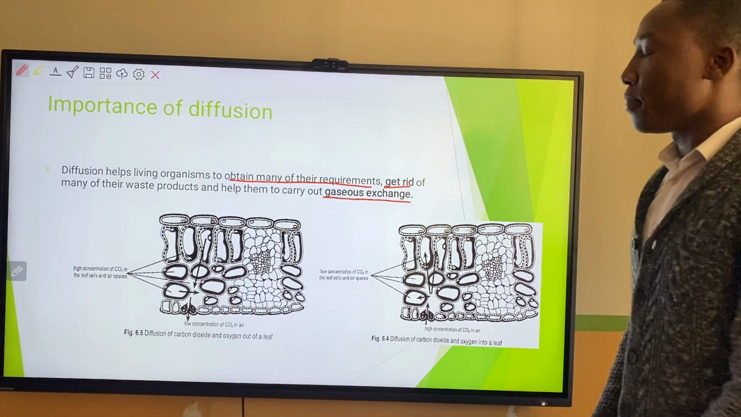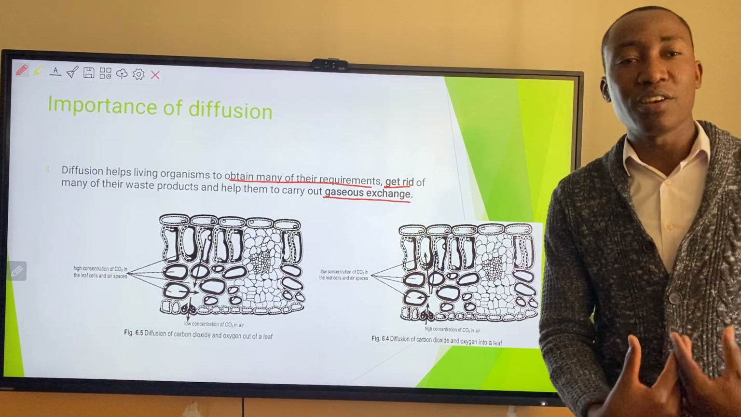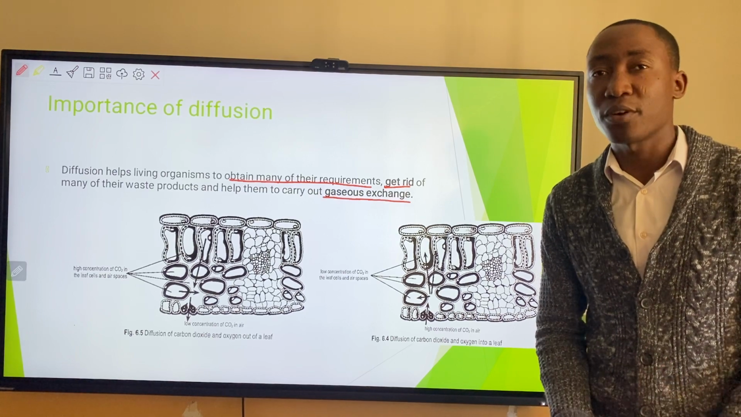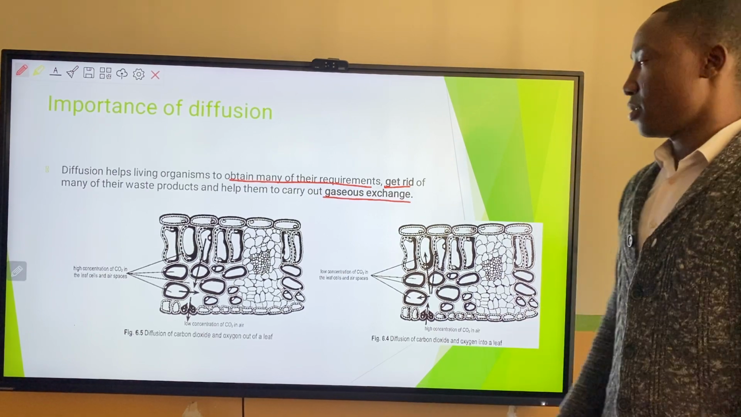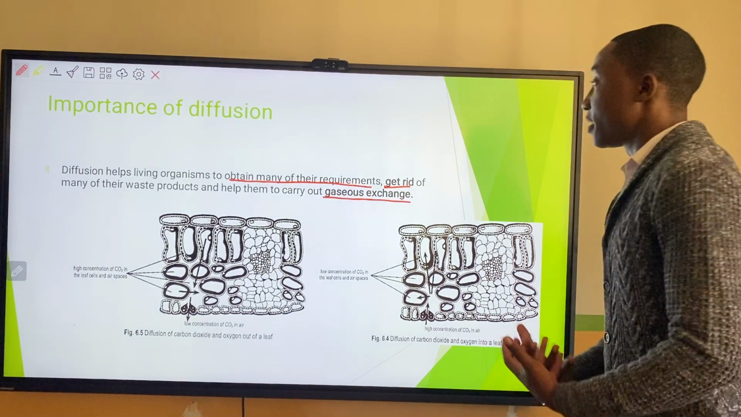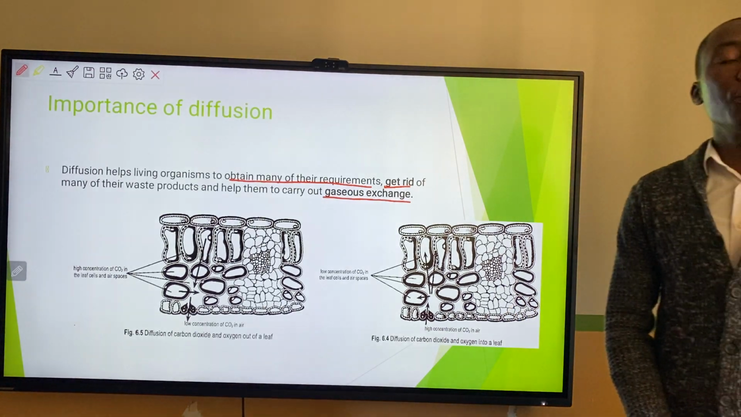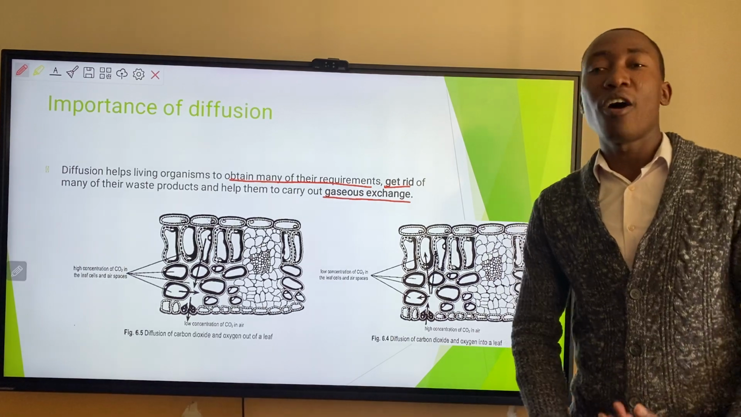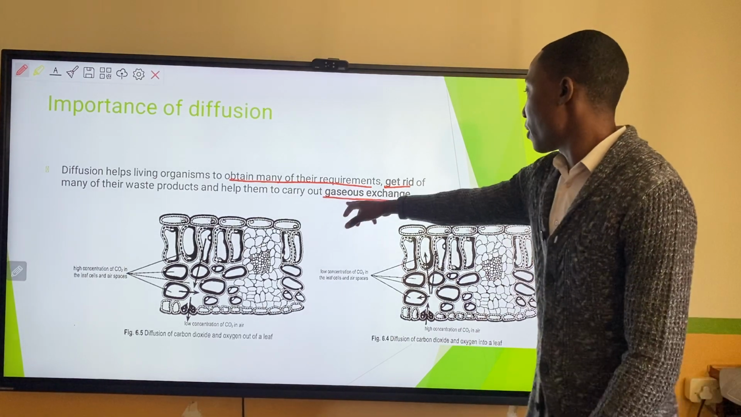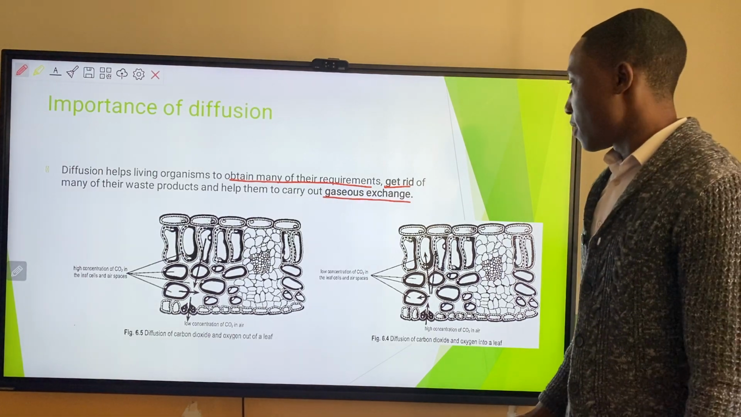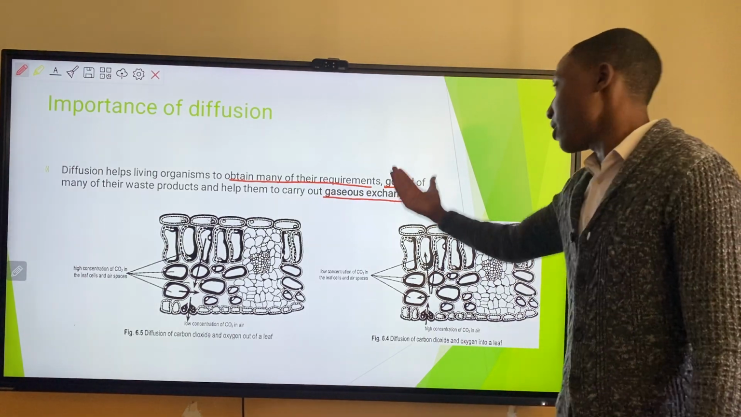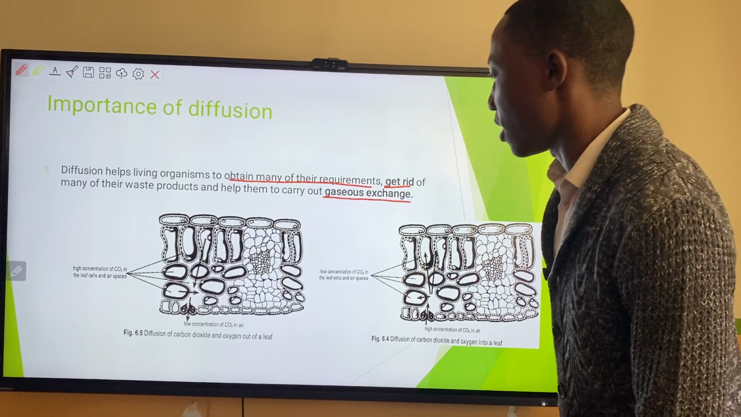Okay? For example, how do we breathe in oxygen? Through what process? Diffusion. Okay? Diffusion. How do you breathe out, or how do you get rid of, which is a waste product, how do you get rid of carbon dioxide? Diffusion. Okay, and that is now gases exchange that I'm just talking about now.